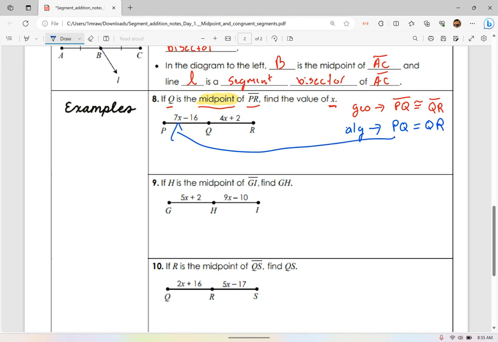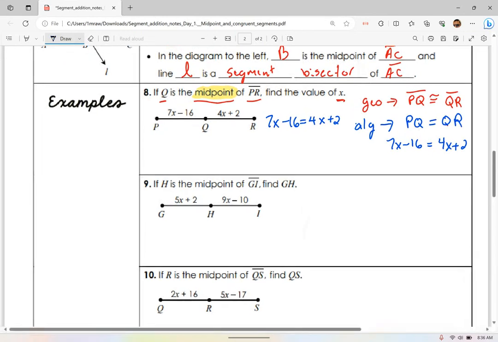PQ is 7x minus 16, right? And QR is 4x plus 2. So 7x minus 16 equals 4x plus 2. And yeah, I'm doing it pretty slow because I want to make sure that we understand what's going on here. You might have already seen that, and that's okay. So now we can set up our algebra and we can start to solve. From here on, it's pretty easy stuff. Using our geometry features, we can come up with our algebra. So I'll do this real quick to help you guys out.